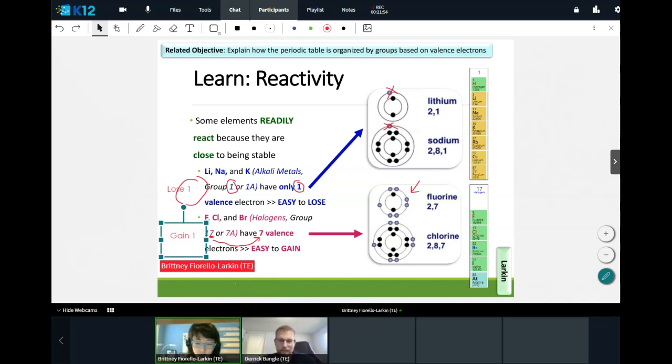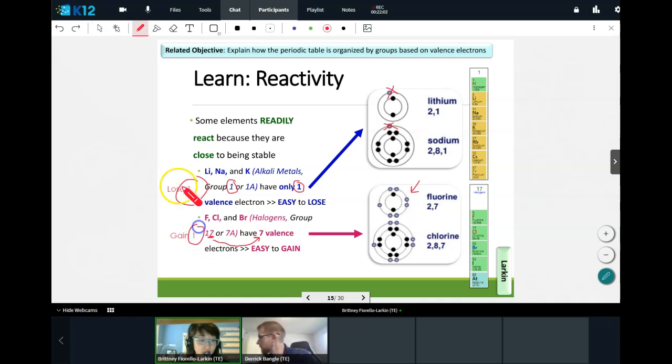Okay, so in this case, again, they're only dealing with 1 electron, though. So again, it doesn't necessarily matter if they're losing or gaining electrons. It just matters how many. So they are both super close. One just has to lose 1, one just has to gain 1 to get to a full shell, and therefore they are extremely, extremely reactive.